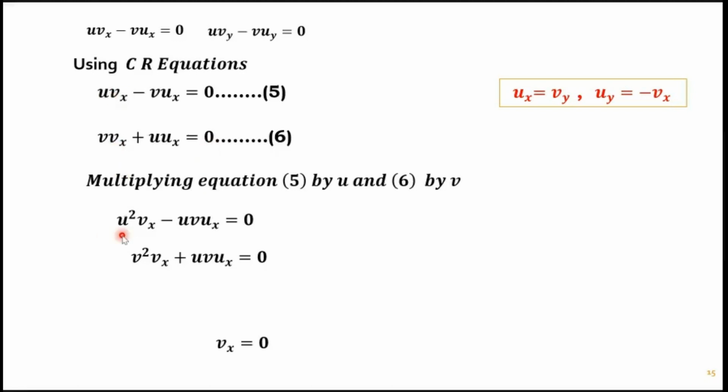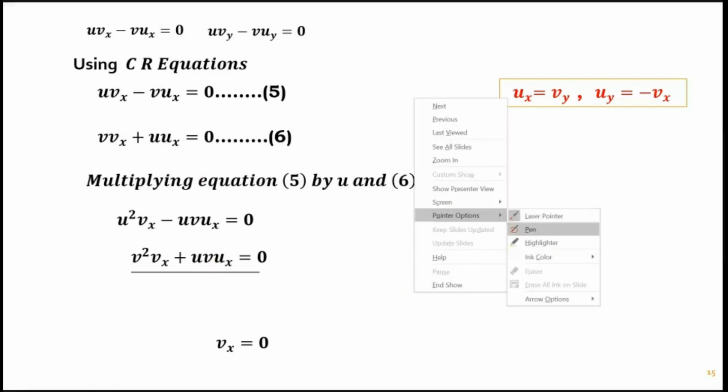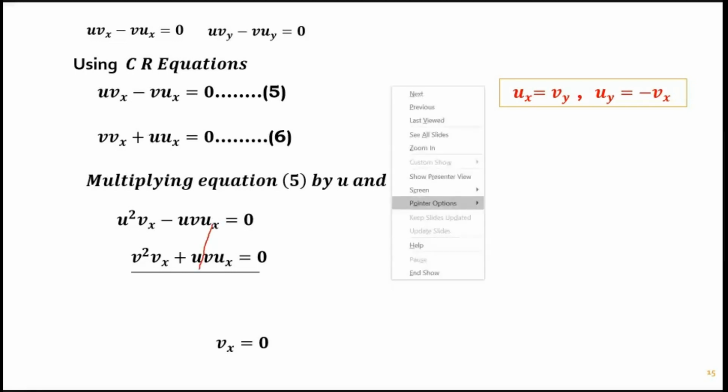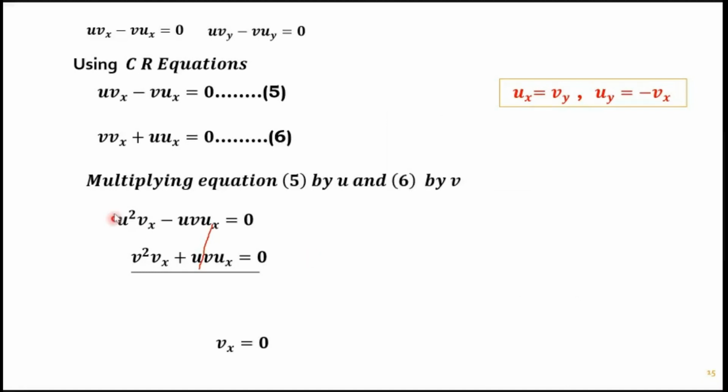So I'll get u square minus uv. इसको v से multiply किया तो v square plus uv. फिर से we have to cancel these two again. So cancel these two and then add both the equations. Adding both, I will get u square plus v square into vx is equal to 0, or vx is equal to 0.